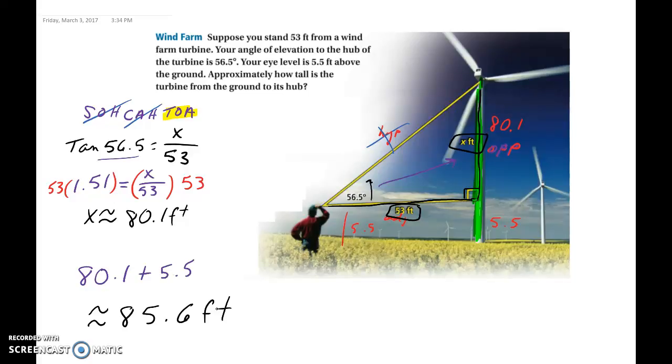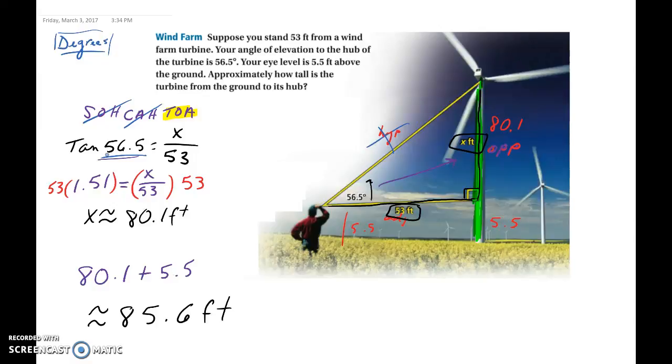All right, now one of the things I forgot to say in the other video is remember to make sure that your calculator is in degrees mode. And if you're not sure how to do that, please message me on Remind, and I will walk you through how to make sure that your calculator is in degrees mode. If it's in radians or gradients, then you're going to get the wrong answer, because this tangent of 56.5 will give you a different number other than 1.51.